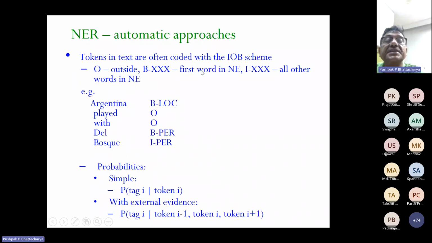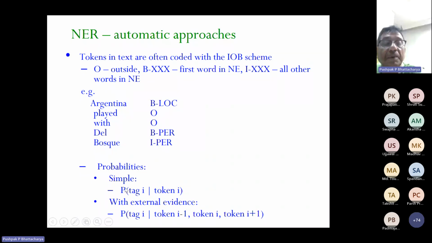So tokens in the text are coded with IOB system or BIO system. O is outside, B-XXX is the first word in the named entity, I-XXX is all other words in the named entity. For example, the sentence is Argentina played with Del Bosque. So Argentina is B-LOC, played is O, with is O, Del is B-PER, Bosque is I-PER. So Del Bosque is the name of a player. He is a person with the beginning part Del and the next part Bosque.